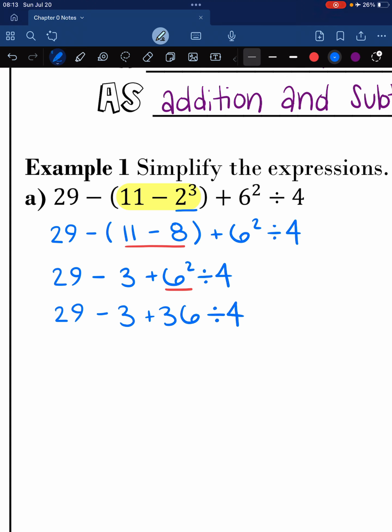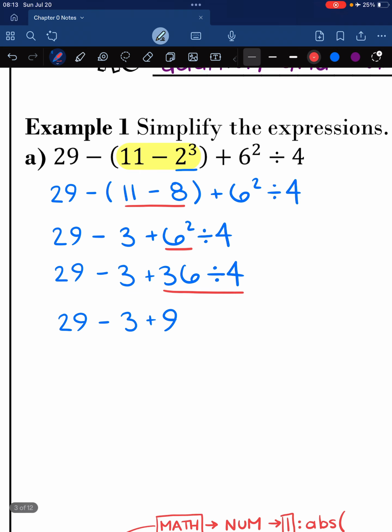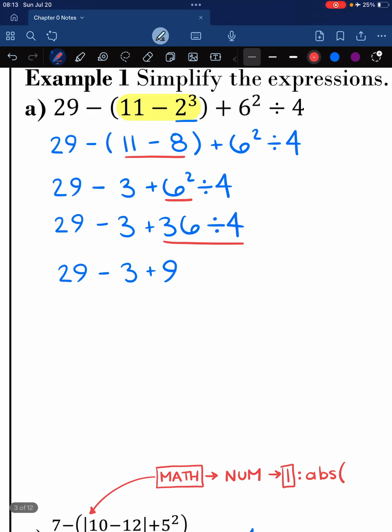Okay, no more exponents, so multiplication and division. I do see some division here, so I'm going to go ahead and take care of that. Okay, and here is where that addition and subtraction rule comes in. Addition and subtraction have the same priority. So I need to make sure that I do this subtraction first.